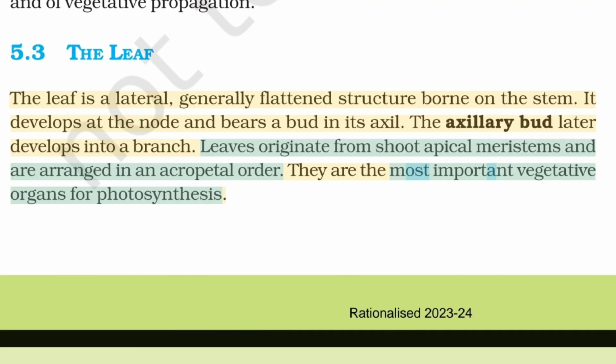5.3. The leaf. The leaf is a lateral, generally flattened structure borne on the stem. It develops at the node and bears a bud in its axil. The axillary bud later develops into a branch. Leaves originate from shoot apical meristems and are arranged in an acropetal order. They are the most important vegetative organs for photosynthesis.